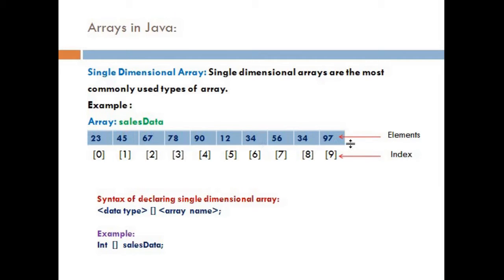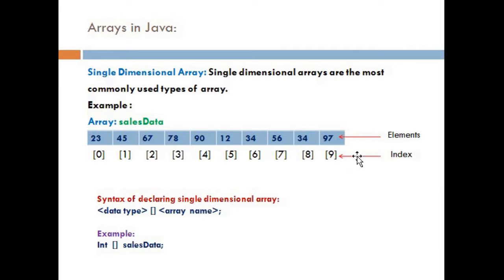So these numbers represent the elements, and these numbers represent the index of the corresponding elements. Now for this array called sales data, the index starts with the number 0 and ends with the number 9. When the index starts with 0 and ends with 9, can you count the total number of elements? If you count from 0 till 9, it comes to 10. So we can say that for our array called sales data, there are 10 elements.